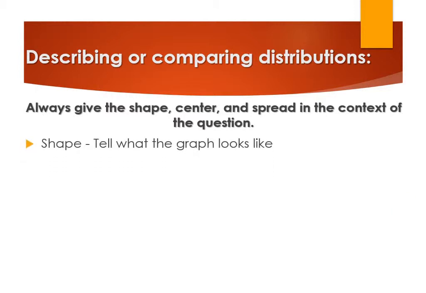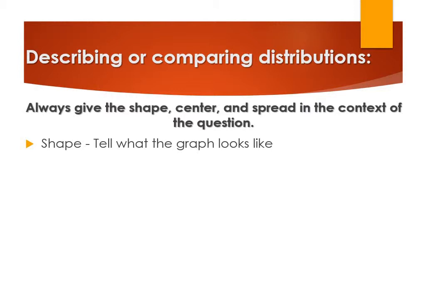So when we talk about this, the first thing you describe is shape. Give me some examples of shapes for graphs. Unimodal. Skewed. Multimodal. There's one other. We've talked about unimodal, multimodal, which includes bimodal, skewed and symmetric. What's the one? Uniform.